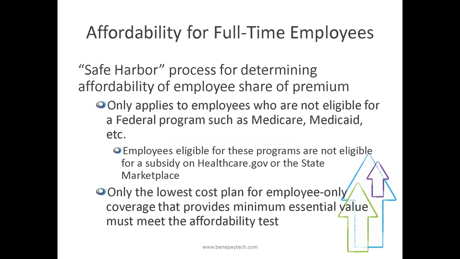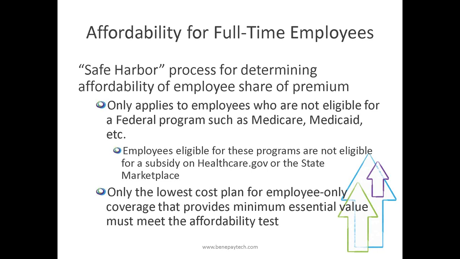Now, the last consideration for your ACA compliance is whether or not the employee premium for health insurance that you offer is considered affordable to the employees. Now, there are multiple calculations that can be used to determine affordability. However, the IRS has instituted a safe harbor process to simplify determining if your premiums are affordable. This only applies to employees who are not eligible for federal programs such as Medicare or Medicaid. And the reason for this is employees who can receive Medicare or Medicaid are not eligible for a subsidy on healthcare.gov or the state marketplace. They would be redirected then to Medicare or Medicaid.